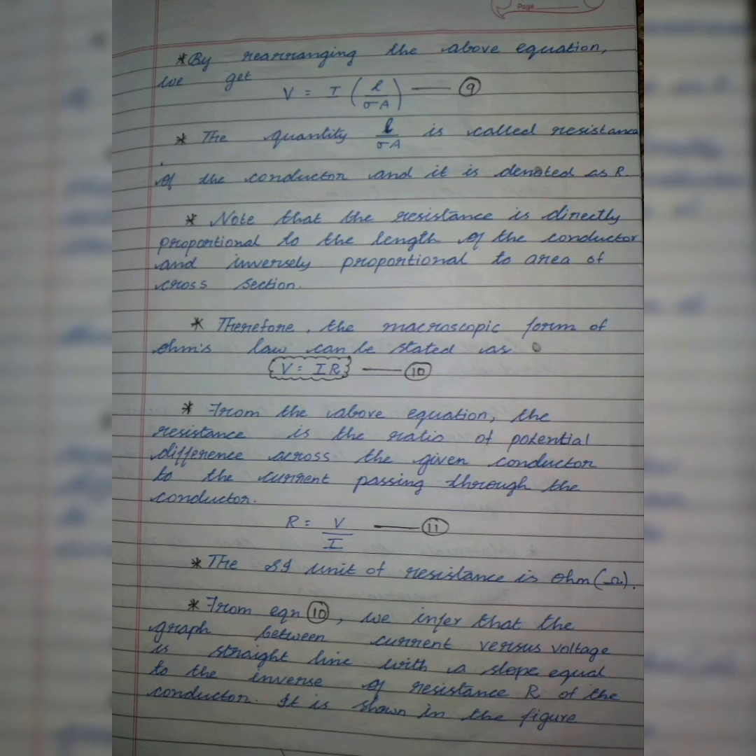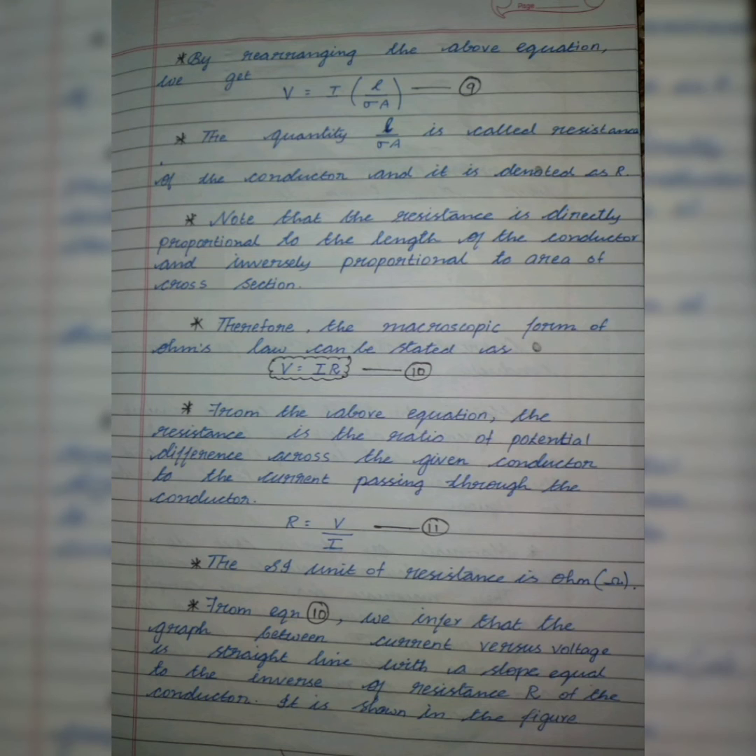Therefore the macroscopic form of Ohm's law can be stated as V is equal to I into R. In equation number 9, we have substituted the L divided by sigma A with the resistance capital R. Consider this as the next equation, that is equation number 10. This is the answer for deriving the macroscopic form of Ohm's law from the microscopic form.